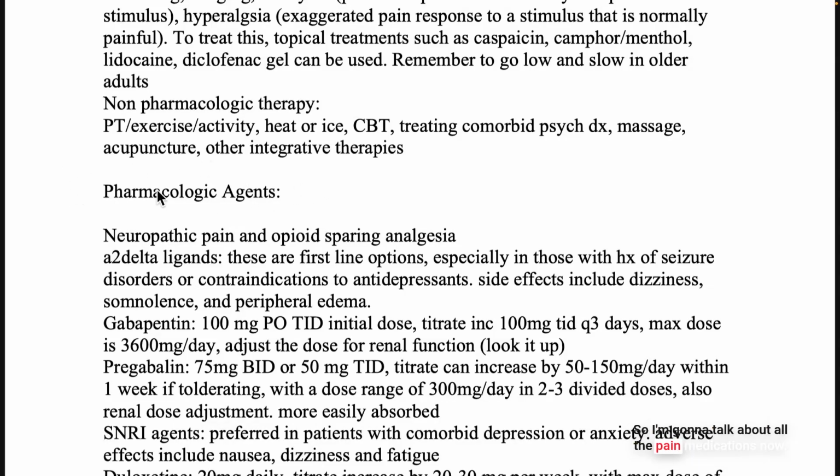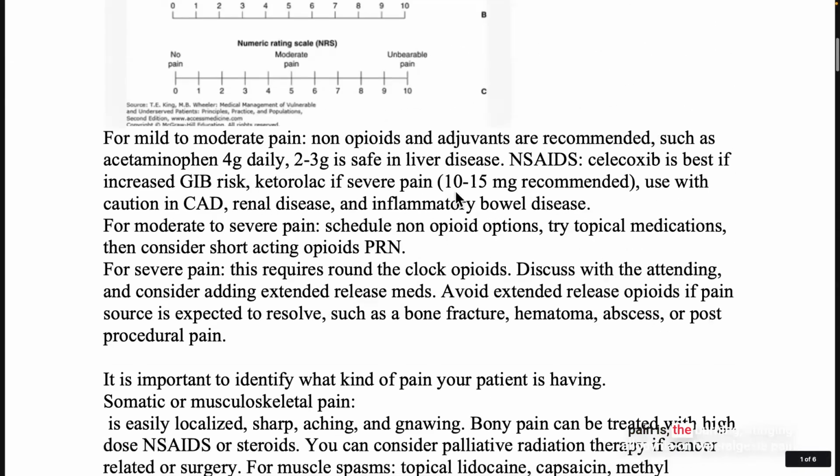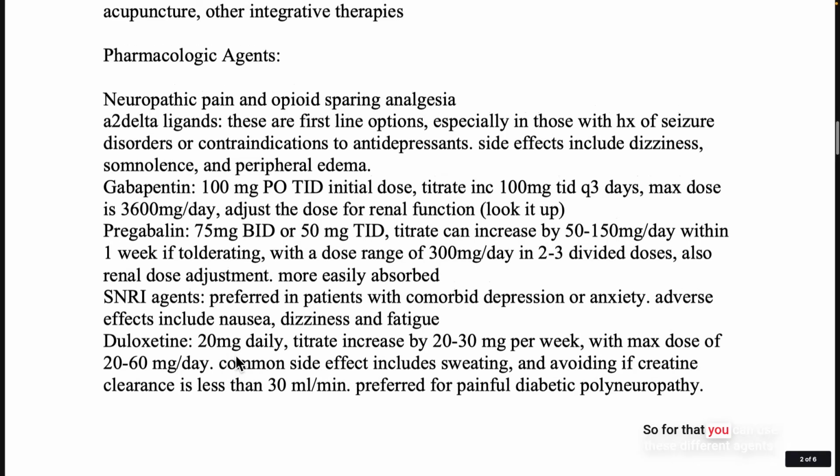So I'm going to talk about all the pain medications now. For neuropathic pain and opioid sparing analgesia, remember neuropathic pain is the burning, stinging, allodynia or hyperalgesia pain. For that, you can use these different agents. I'm going to talk about the alpha 2 delta ligands. These are the first line options, especially for those with a history of seizure disorders or contraindications to antidepressants. The side effects include dizziness, somnolence, which is basically drowsing off into sleep, drowsiness, and peripheral edema.